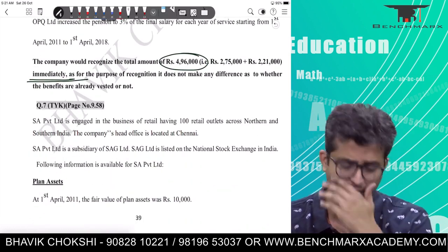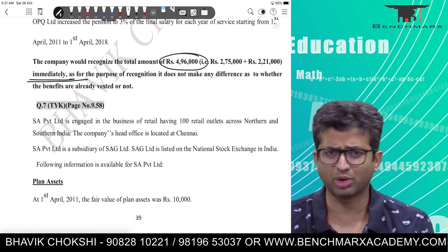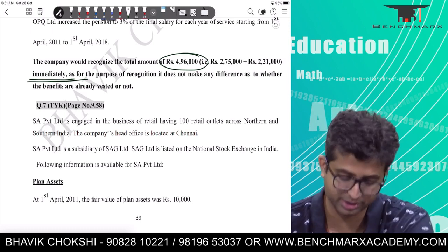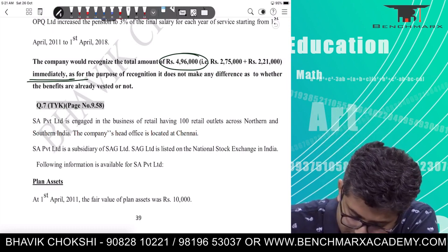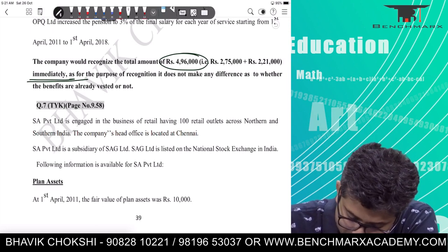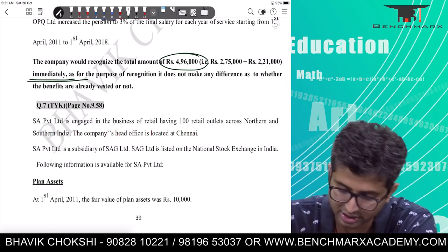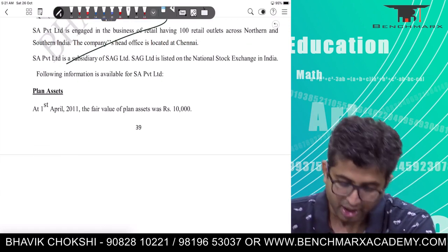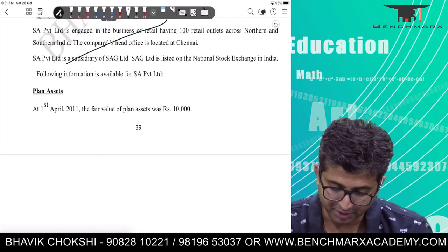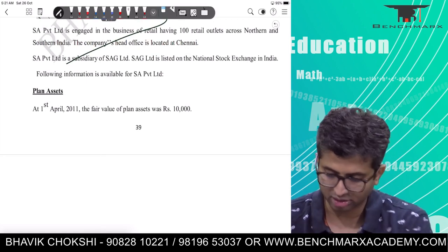Okay, and the last question on employee benefits, again an interesting one. It's similar to the other question though. SA is engaged in the business of retailing, having 100 retail outlets across north and south, head office in Chennai. SA is a subsidiary of SAG listed on NSE. The following information, general introductory data. The data on plan assets is given to you on 1st of April 11. Fair value of plan assets are 10,000.